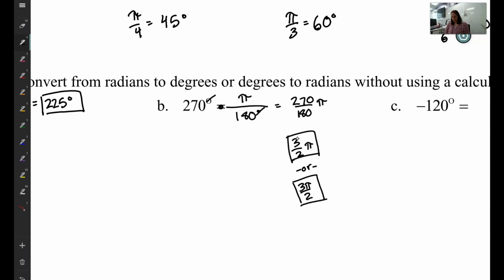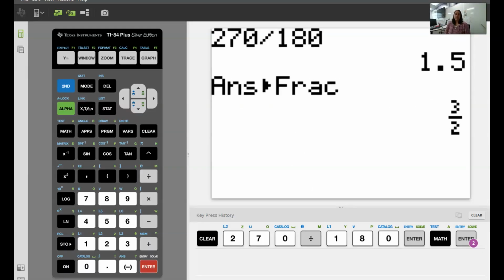Now I did have a student ask, can I just leave it as 1.5 pi? Yes, you absolutely can, but if you get a fraction that goes on forever and ever, like 0.33333, change it to 1/3 instead of 0.333 repeating.